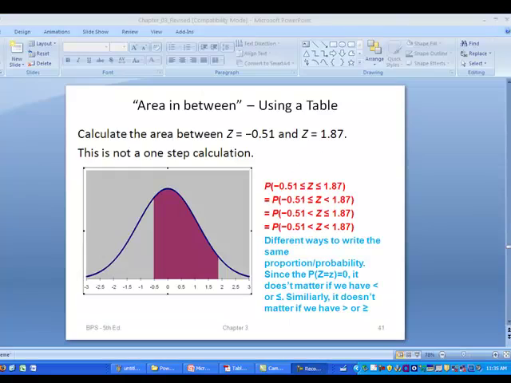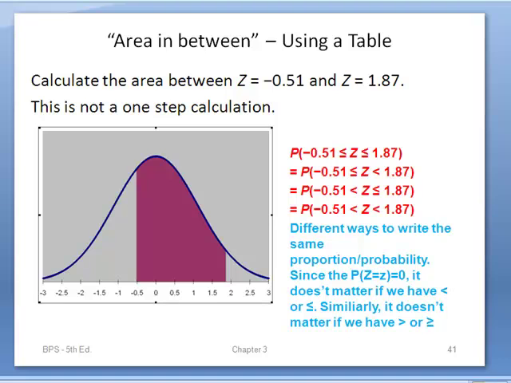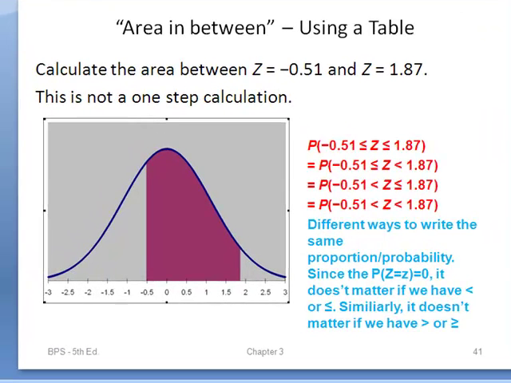Now we're going to look at areas in between. How do we calculate those? We'll look at how it can be written up and take note of the less than and less than or equal to signs. Remember, since the probability at any singular point equals 0, it doesn't matter whether we have a less than sign or less than or equal to sign. So you can have this same question asked in these different ways. So let's look at how we find areas in between.